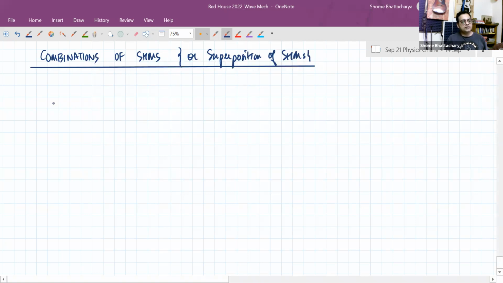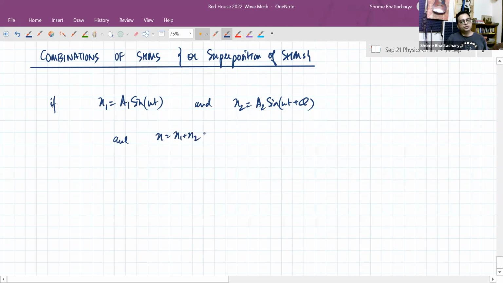So for example, if we have one SHM given by this and another SHM given by this, and the resultant motion along the x-axis is due to the superposition of these two.